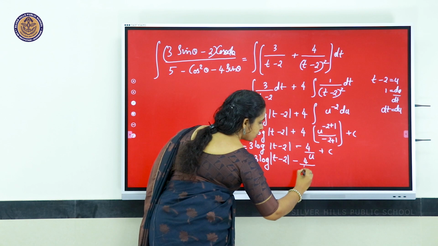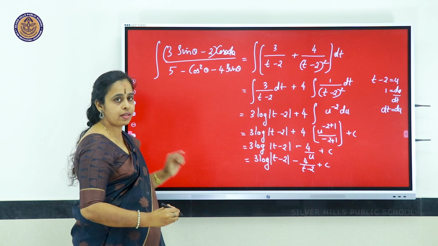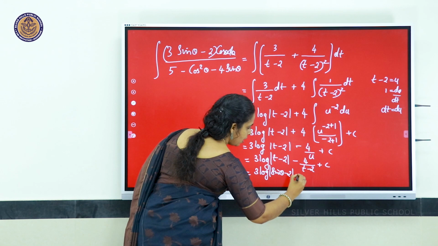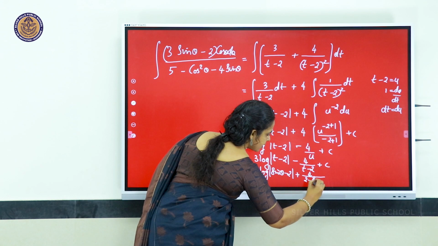T minus 2 plus c. Now what was t? Sin theta. Equal to 3 log sin theta minus 2 minus, taking here, plus 4 divided by 2 minus sin theta plus c. This is the final answer.